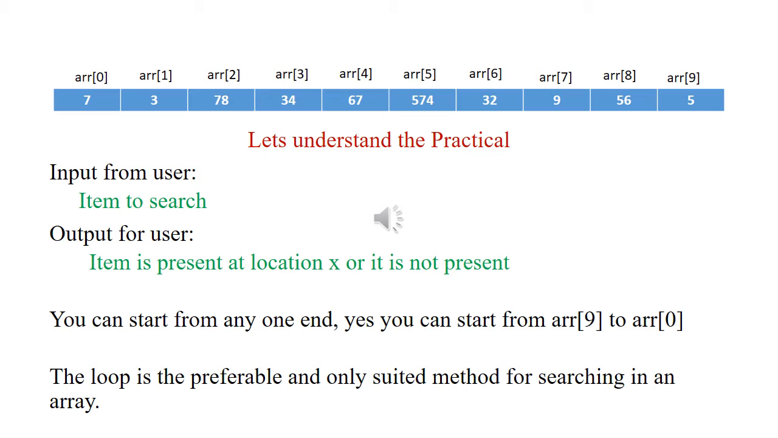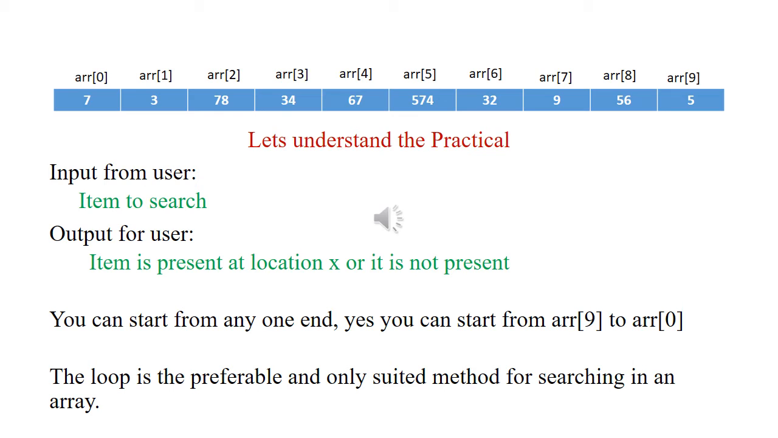These are the input and outputs we require for this program. You can start from any end, no problem. For sequential search, you can start from 9 also: ARR 9, ARR 8, ARR 7. You can start from ARR 9 to ARR 0, no problem. You can start from anywhere, like from any end. Either you can start from ARR 0 or you can start from ARR 9.